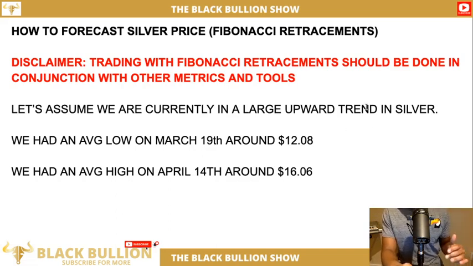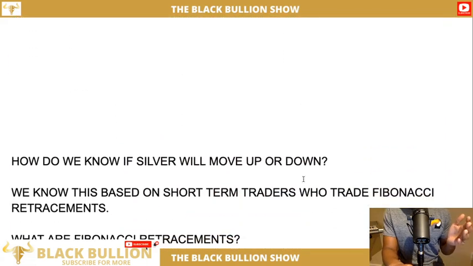And I'm just going to read this for you guys. So, how to forecast silver price using what's known as Fibonacci retracements. Now, disclaimer, trading with Fibonacci retracements should be done in conjunction with other metrics and tools. So let's assume we are currently in a large upward trend in silver. We had an average low on March 19th around $12.08. We had an average high on April 14th around $16.06. Okay. So we had this range here.